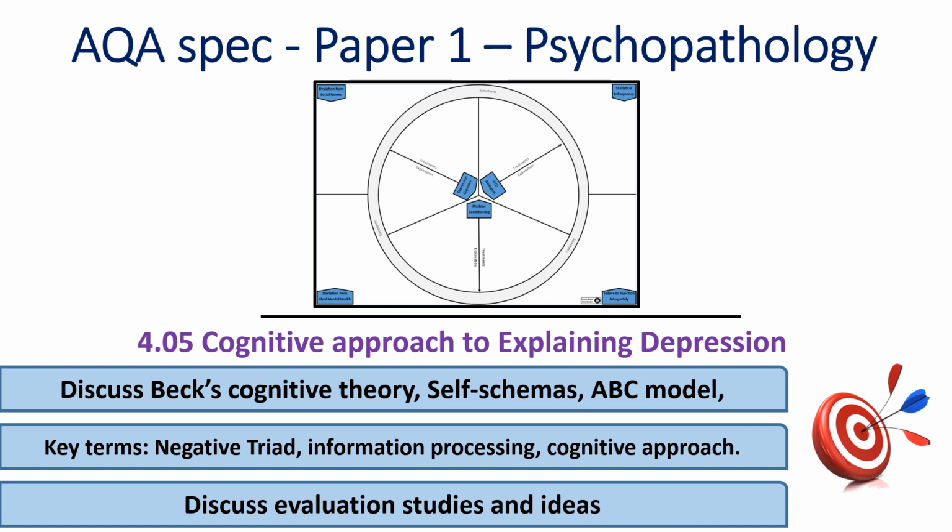In this video we'll be talking about the cognitive approach to explaining depression. So some of the ideas we'll be discussing are Beck's cognitive theory, self-schemas, the ABC model by Ellis, and I'll give you terms like negative triad, information processing, and I'll link to the cognitive approach. Once we've done all that, we'll talk about some evaluation studies and some other evaluations that we can have on the cognitive approach to explaining depression.